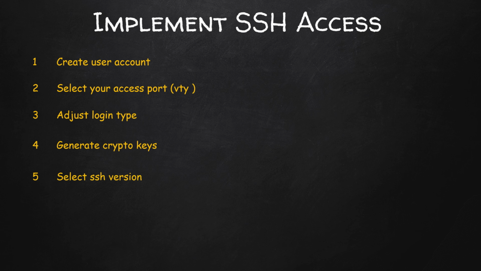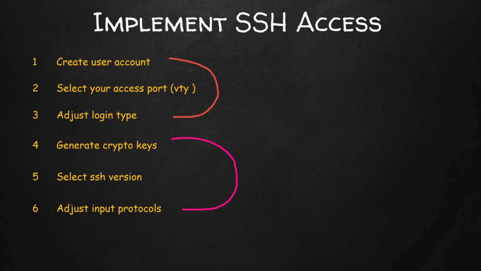Step number 5, select the SSH version. So here, this step allows you to choose which SSH version you need to use. And step number 6, adjust the input protocols. So in this step, you can input which protocol you want to use. You need to use the telnet and SSH together, or you need to only use the SSH. So these are the steps that we need to follow during the implementation phase of SSH access. And if you see these steps, you can see the first 3 steps are the exact steps that we follow during the telnet configuration. These steps are common for telnet and SSH, and the remaining 3 are applicable only to SSH configuration.